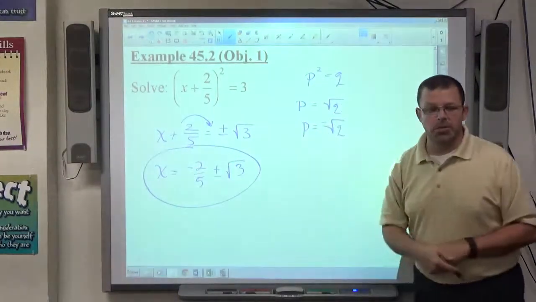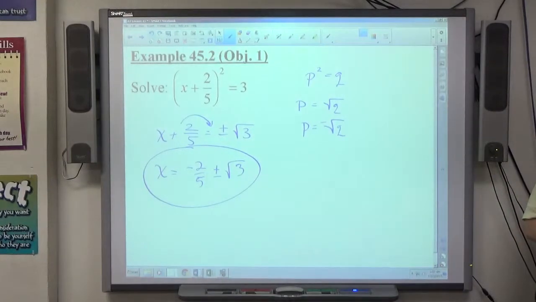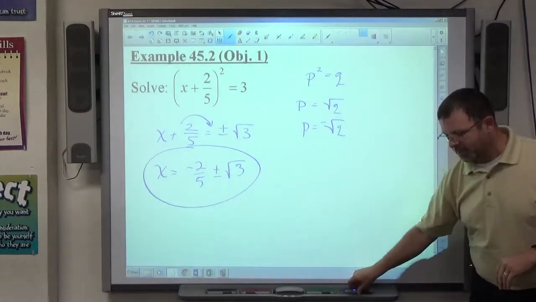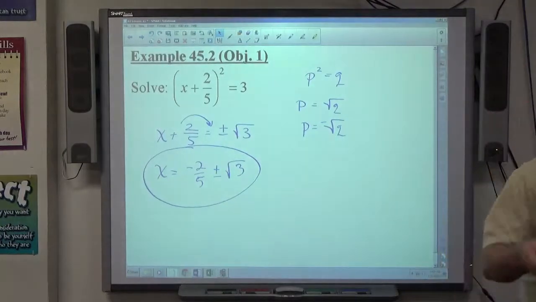And again, that's as far as I can go. The square root of 3, I have no idea what the square root of 3 is to 15,000 decimal places, so I'm going to leave it as the square root of 3. All right, and that's fine.